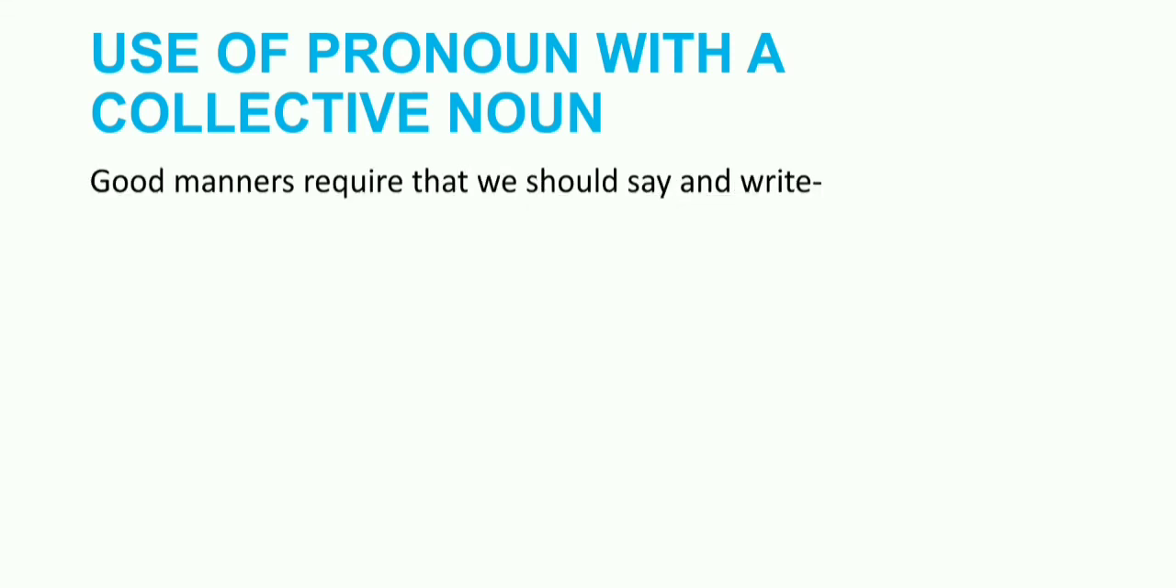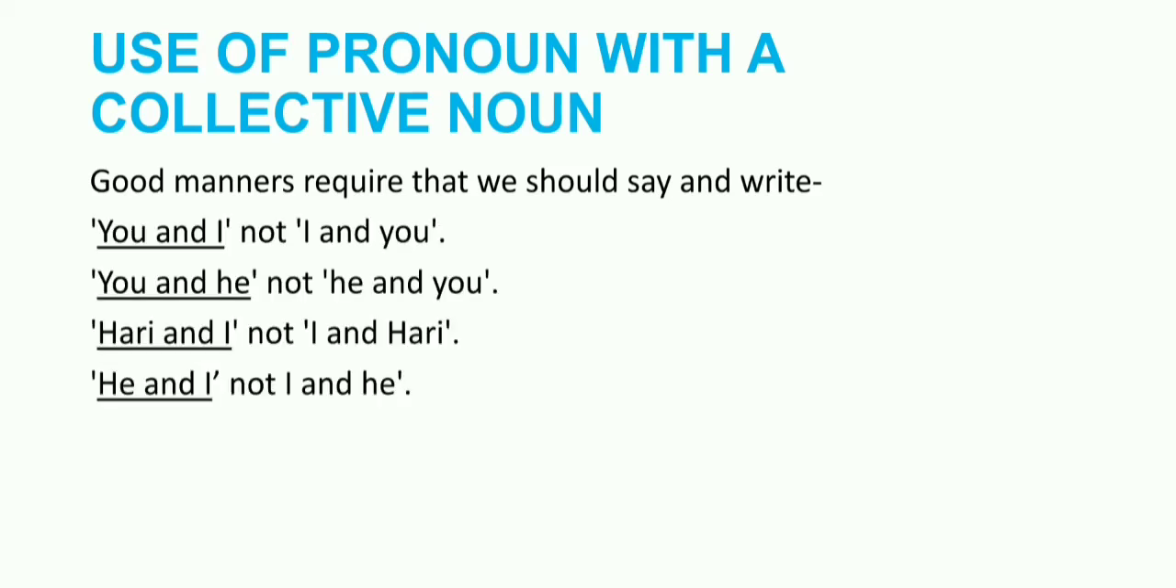Okay, now good manners require that we should say and write the arrangement of the pronouns when different person pronouns are coming in a single sentence. So what should we do? Now here we have you and I. We are to use you and I, not I and you. I and you will be incorrect. Okay, so keep in mind this is incorrect.